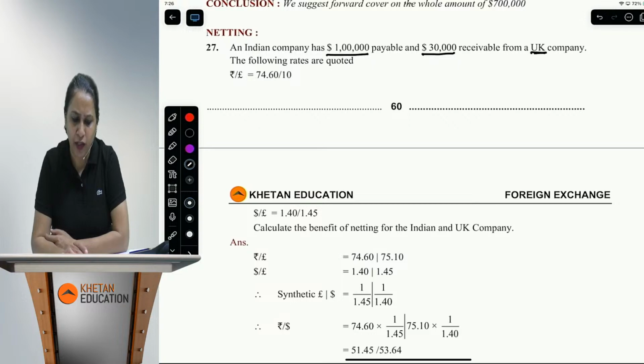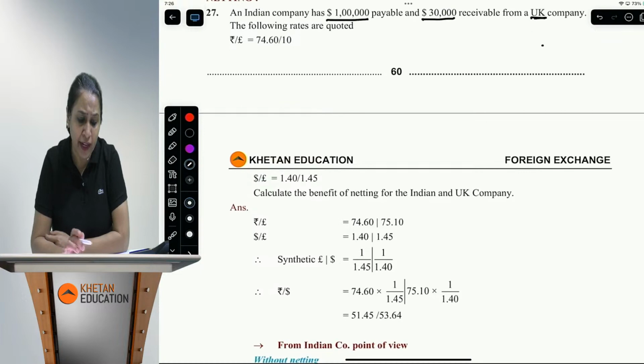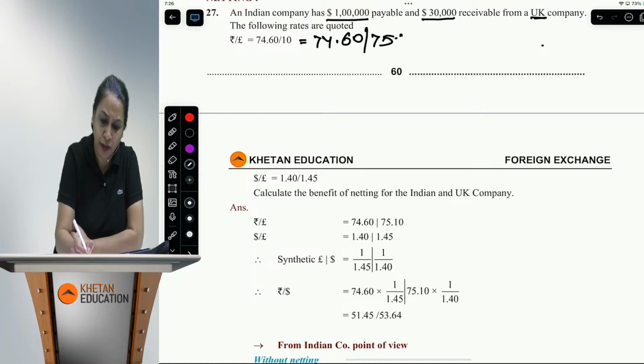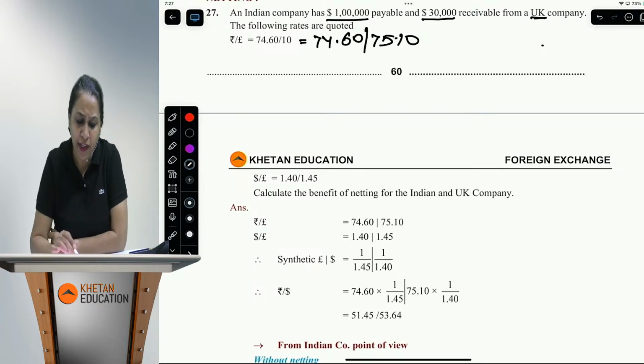An Indian company has $1 lakh payable, and the Indian company will be exposed to rupee and dollar only. It has nothing to do with pound, even if it is a UK company, because it has to pay in dollars and receive in dollars. Similarly, the UK company is exposed to dollars, not to rupees, because it will receive and pay in dollars. Now the rates are given to you. This is 76.4, so this will become 74.6 and 75.10 if you remember at all. Calculate the benefit of netting for the Indian and the UK company.